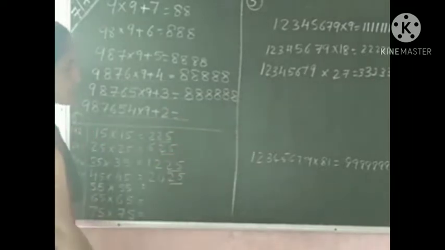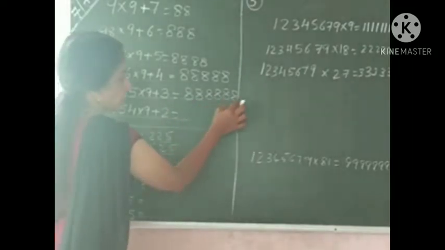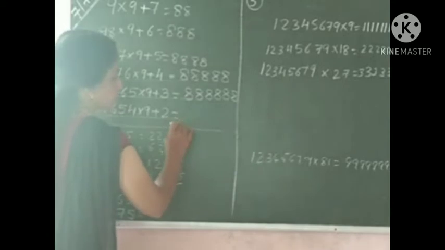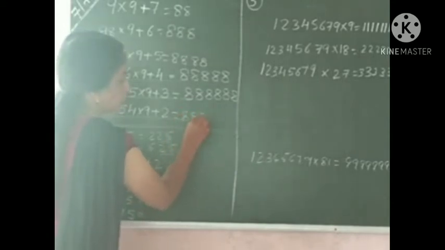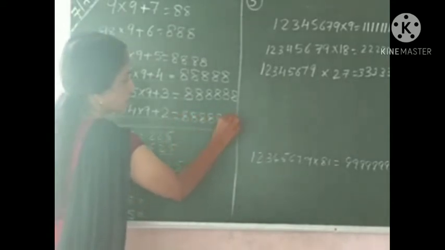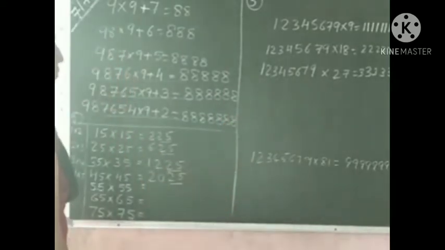Then how many 8s? Here 1 2 3 4 5 6. Now how many 8s will come? 7. 1 2 3 4 5 6 7. This is also a pattern.